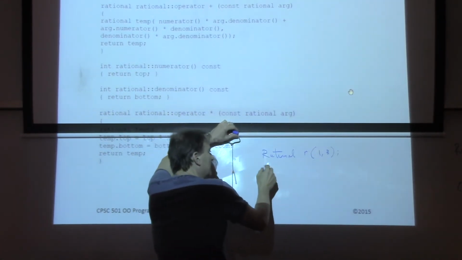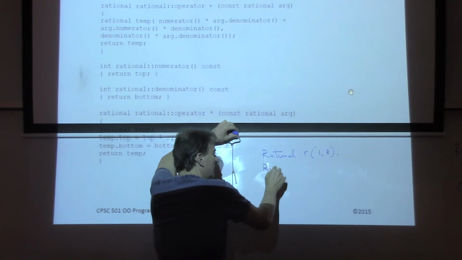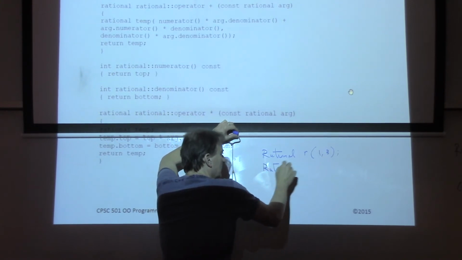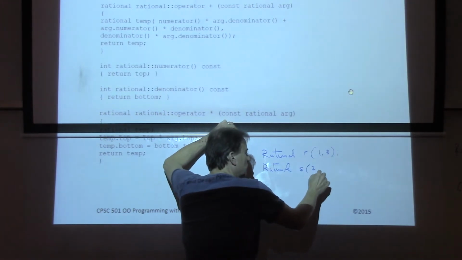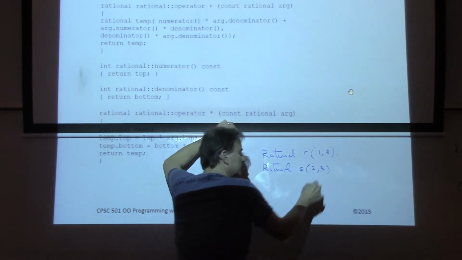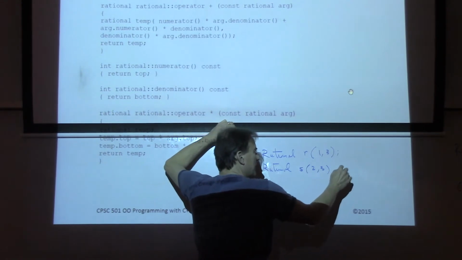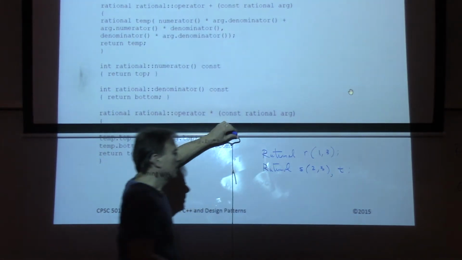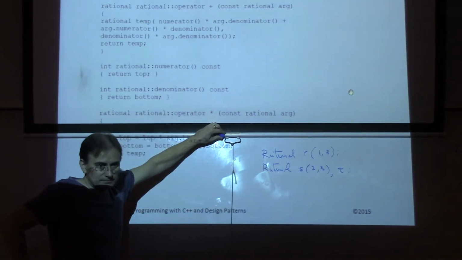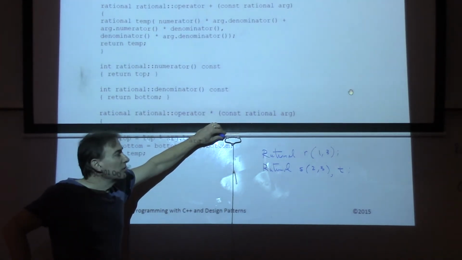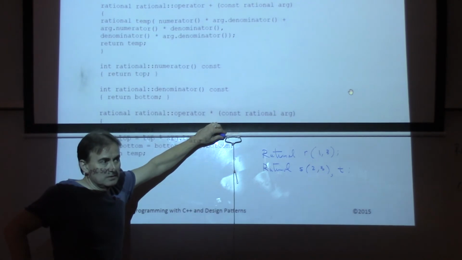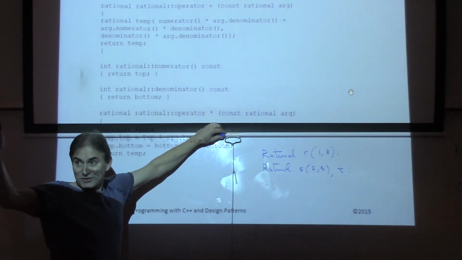Now, then I'm going to have rational, let's say I'm going to have S 2/3, comma, T. Okay, what's the value of S? 2/3, right? What's the value of T? 0 over 1, default constructor.